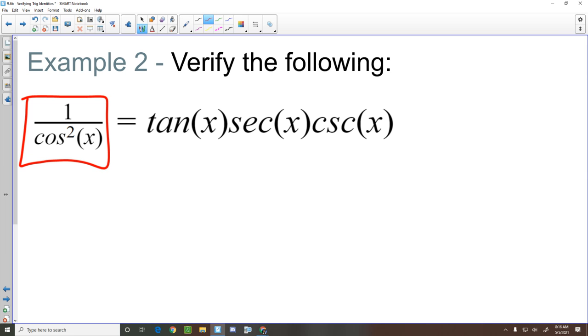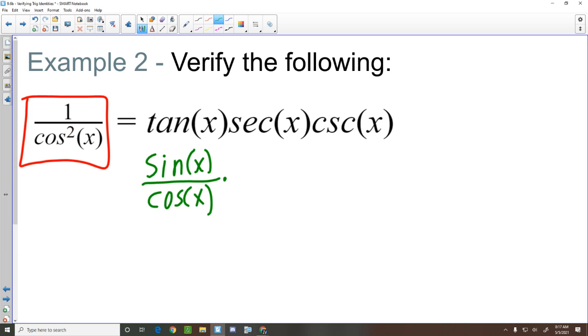So let's start with the tangent. How do I write tangent in terms of a sine and a cosine? Is it sine over cosine or cosine over sine? Yeah, you're right. I was just messing with you. Sine over cosine. So tangent is the same thing as the sine over the cosine. That's one of those two quotient identities.